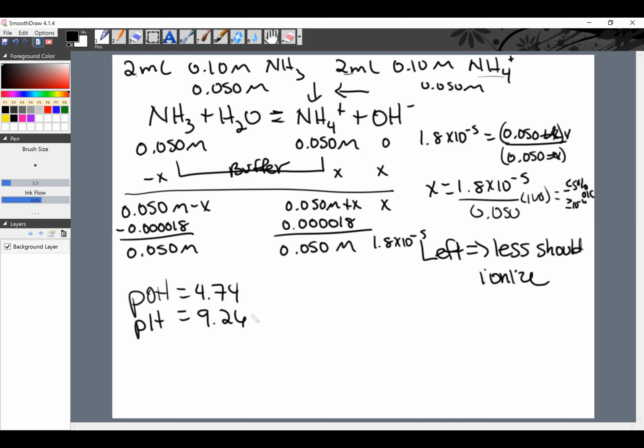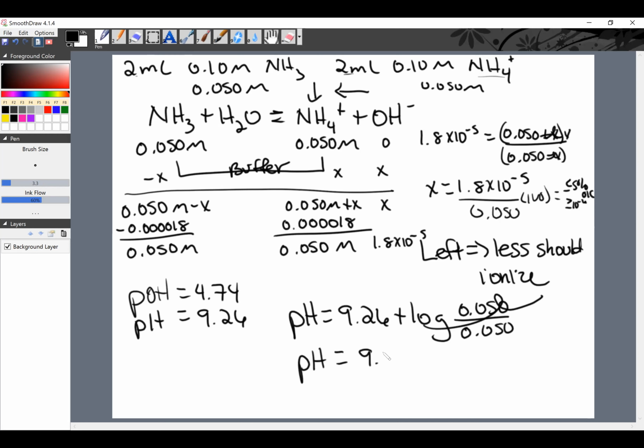That's using the equilibrium expression. The moment I saw that this was buffered, I could have just jumped right to here. Oh, look, that's much easier. The reason for this problem is I wanted you to see about the buffer, but I also wanted you to see I could have used the Henderson-Hasselbalch right here. Both ways work. The Henderson-Hasselbalch is just a lot faster. So 9.26.